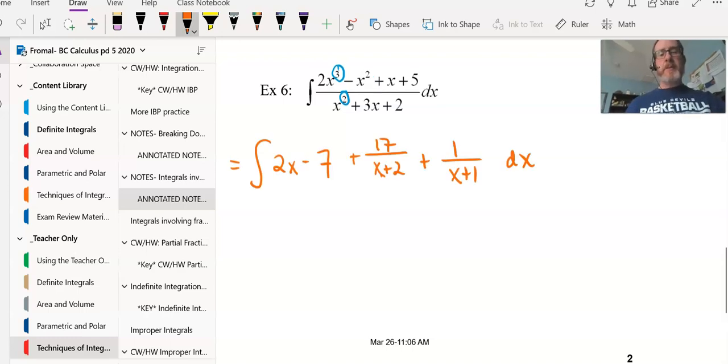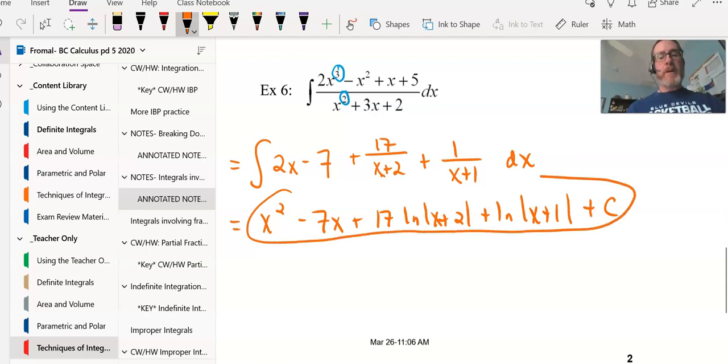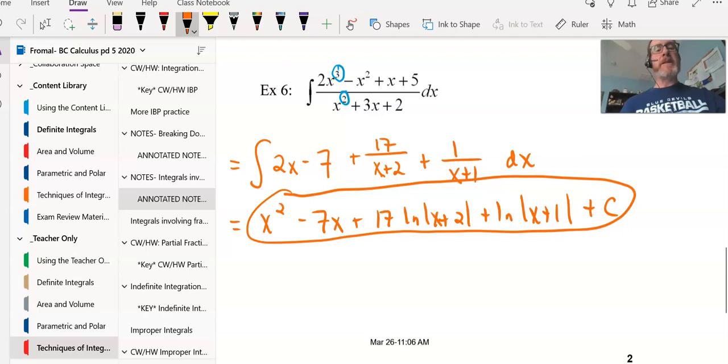After long division and the partial fraction decomposition, I'm now left with these four terms, and I'll integrate each one separately. Get x squared minus 7x plus 17 times the natural log of x plus 2 plus the natural log of x plus 1, all that plus c. And there really is not a need for me to combine any terms in this case. So I hope as you're doing these problems in the practice, you'll understand that when we're involving rational expressions, a lot of times we're going to need to break the fractions apart before we can actually do the integration.